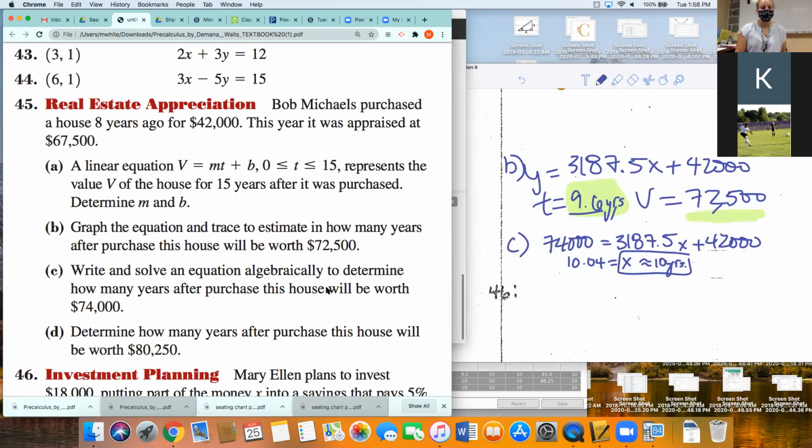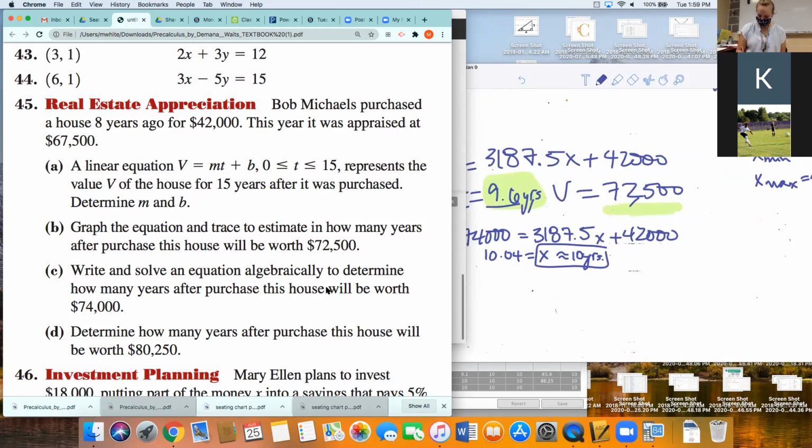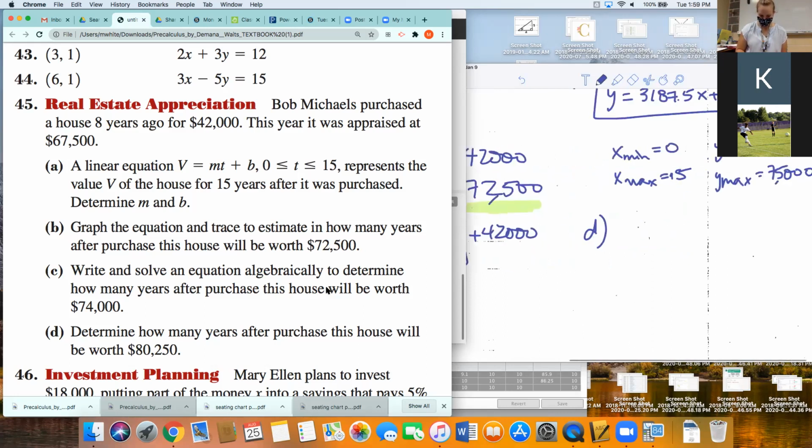And then letter D says, determine how many years after purchase this house will be worth $80,250. Cool, numbers are hard today. Is that any different than what I've been doing? Nope, it does not specify graphically or algebraically, so you can do whichever one you want. If you want to put 80,250 in for your Y2 and find where they intersect, or if you want to do the algebra like we just did, it's up to you. I'm probably just as comfortable with the algebra, so I'm going to do that. This time, instead of 74,000, I'm going to do the new value, 80,250.